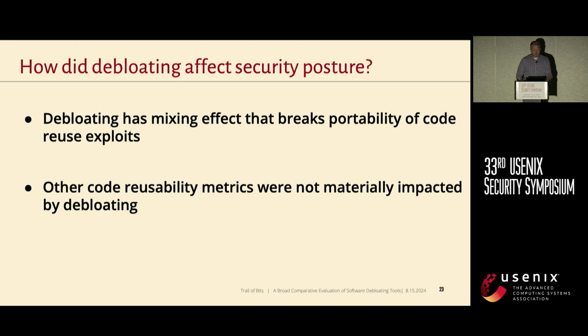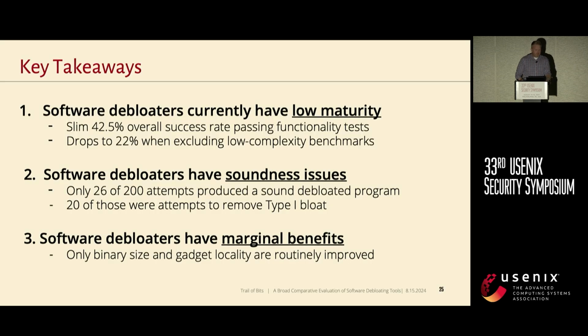All right, so we'll wrap up with a couple of key findings. First, software debloaters have relatively low maturity. As we talked about, only 26 of our original 200 attempts made it through to the highest level of fidelity or highest definition of success in our study. The debloaters have soundness issues that are going to require more research and more precise techniques to fix. And then finally, the benefits of debloating are somewhat marginal. Really, we only saw 2 of our 16 metrics where we saw notable or sizable increases, specifically the breaking of portability for exploits and decreasing binary size.